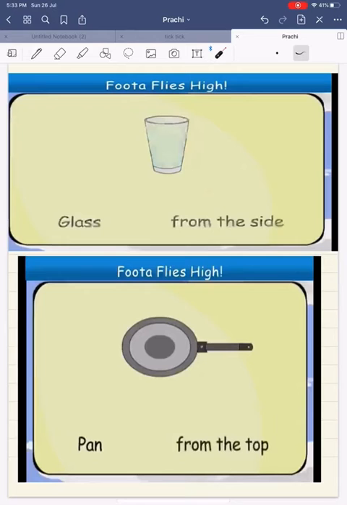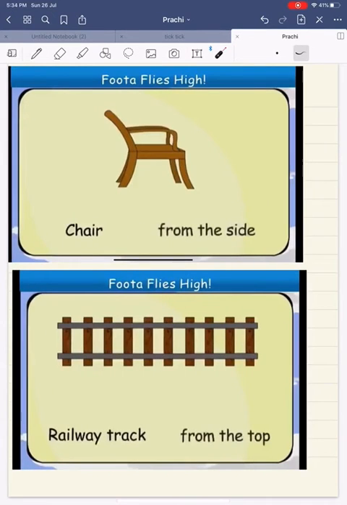Now this is the side view of the glass. If I tell you to draw top view of the glass, then it should be like this. This is the top view of the glass. This is the pan from the top. Pan on which your mothers cook chapatis. पैन होता है ना, तवा जिसको आप हिंदी में बोलते हो. अगर आप उसे ऊपर से देखोगे, it looks like this. Then this is the side view of the chair, and this is the top view of the railway track.